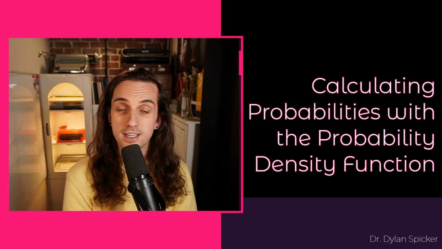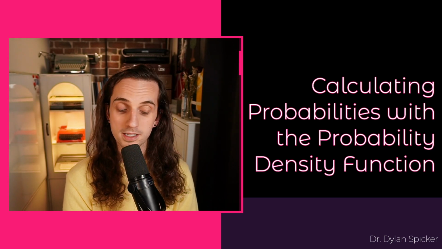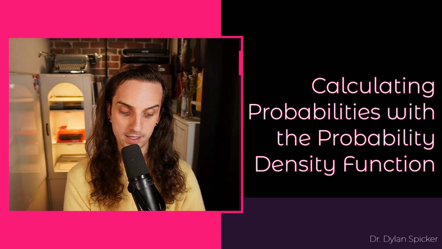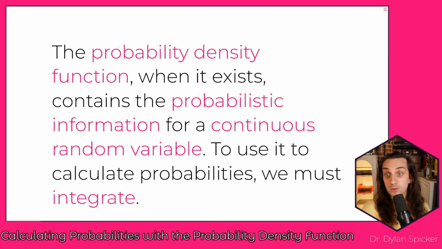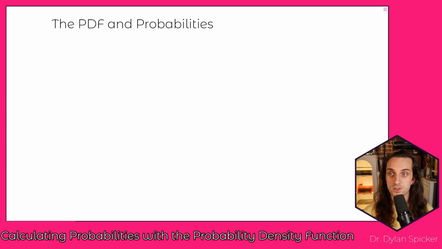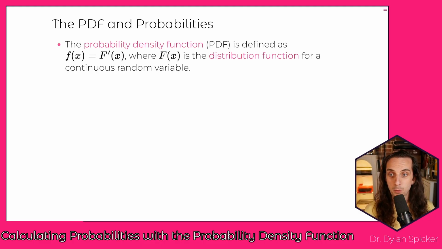The only difference is that if we want to use it to calculate probabilities, we're going to first have to integrate. So the probability density function, or the PDF, if it exists, contains all of the same probabilistic information for a continuous random variable. Now, to use it to calculate probabilities, we have to integrate. So how do we take the PDF and use it to get probabilities? Well, the PDF is defined to be the first derivative of the CDF.